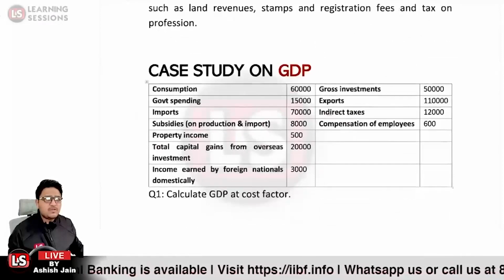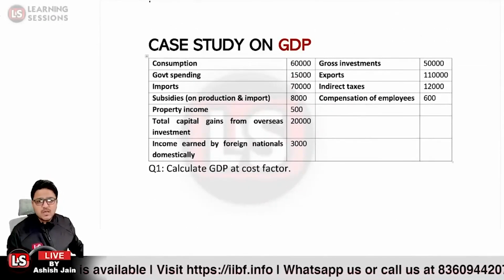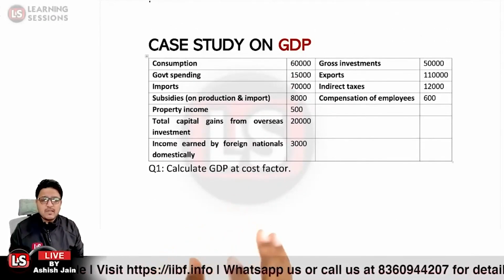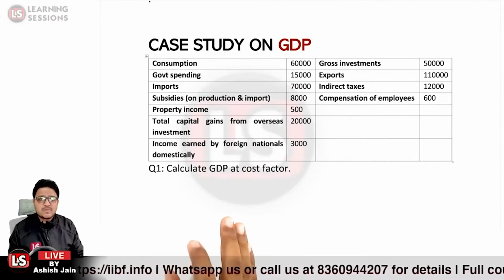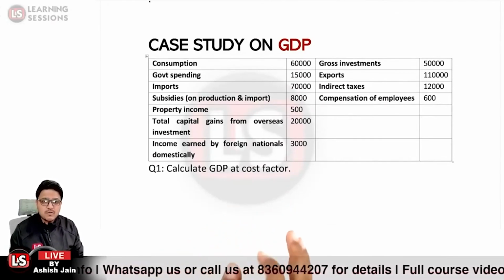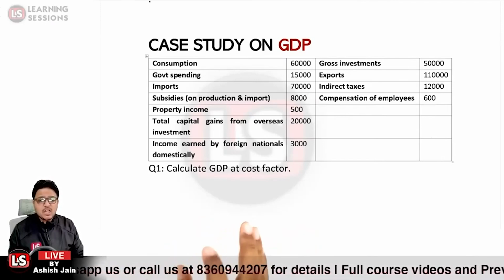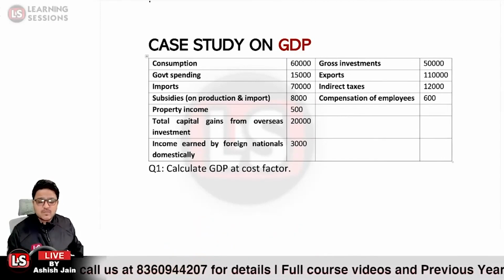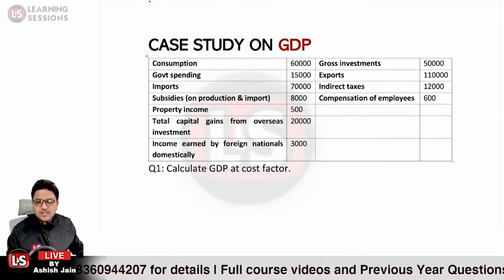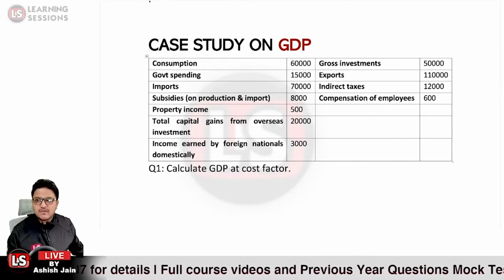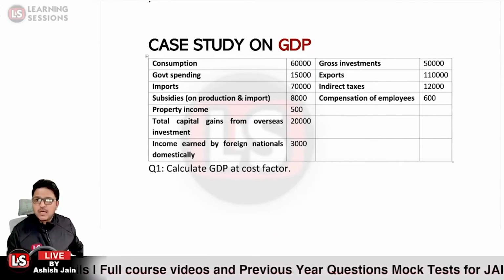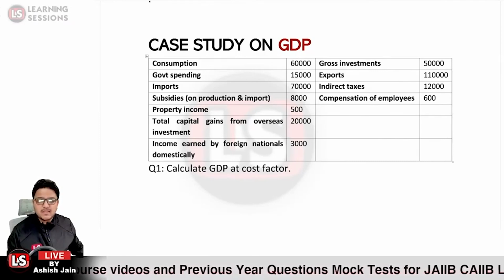Now further we will be solving a case study based upon it. We are provided with different data over here: consumption, government spending, imports, subsidies, and all the data is given. And we need to calculate the GDP at the factor cost first of all. So kindly do calculate it and answer at the earliest.